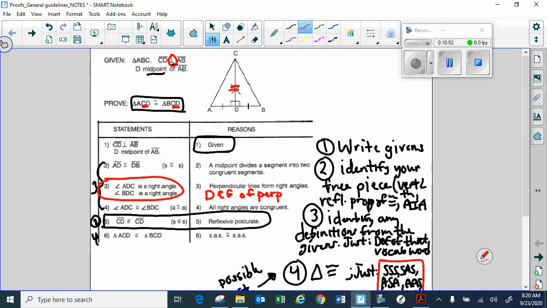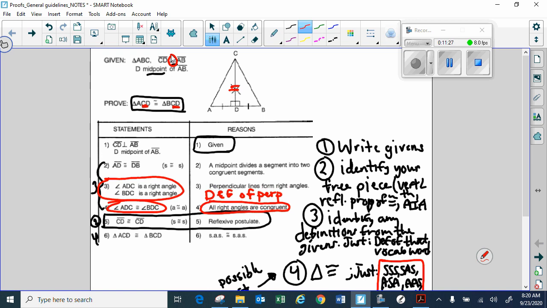Okay. Anytime you're dealing with a vocab word in the given, for example, it's going to be definition of that vocab word. Like I said, on the DCAS, they usually don't write "definition of it." They'll actually write out what that definition means. The definition of perpendicular means perpendicular lines form right angles. That's why we're able to say both of these are right angles. Now that both are right angles, we can say in this next step that those two angles are congruent because all right angles are congruent.